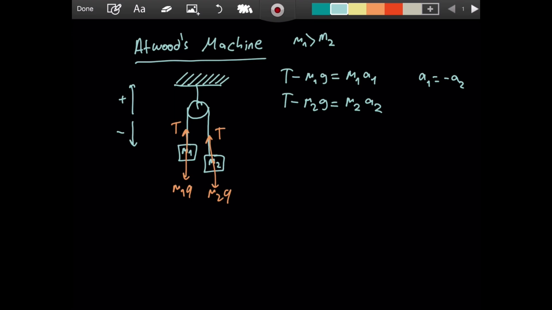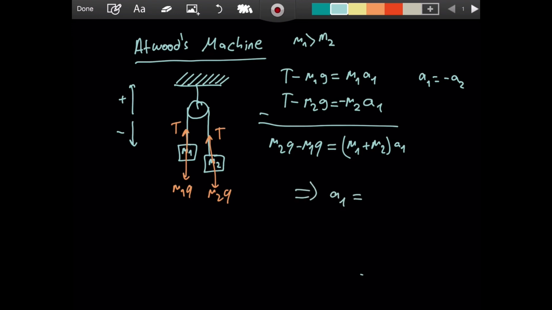So in fact, for this one, let's say, I can write negative A1. I substituted for A2. Okay? And so if I were to subtract these two equations so that I get rid of the tension, we will have then M2G minus M1G equaling M1 plus M2 times A1. And so if we solve for A1, it's going to be equal to M2 minus M1 over M1 plus M2, and then you have the gravitational acceleration.